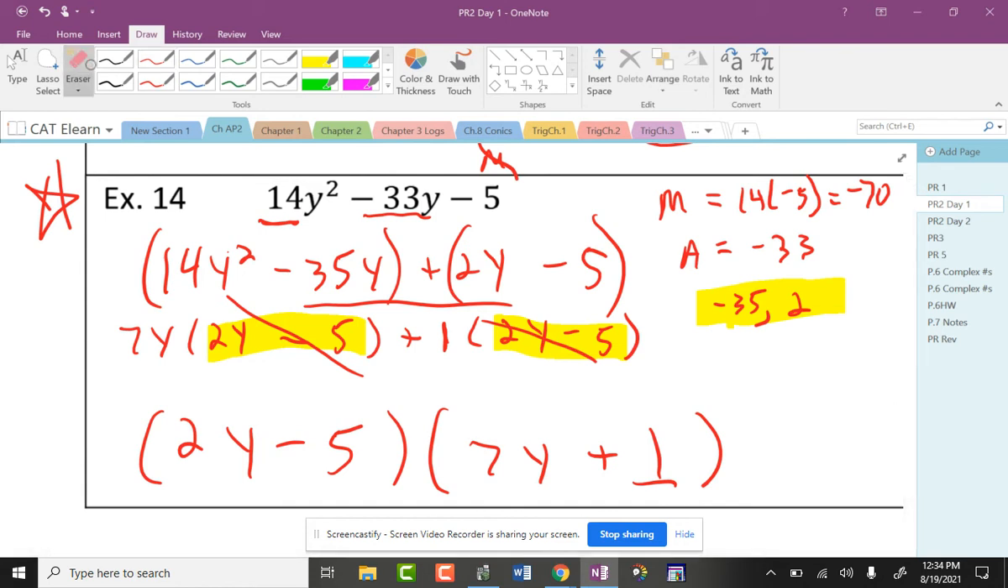Good foilers, anyone? And then who said they did it before without doing all that? Isn't that what you got for an answer? I want you to do that and not really have to see this. All right? But anyway, good foilers, good factors. What's 2y times 7y, everyone? Look. And then let's just look at the end. What's negative 5 times 1? Right? And then the middle term, 2y and negative 35y. Ah, that's why this works, and that's why it's all solid.